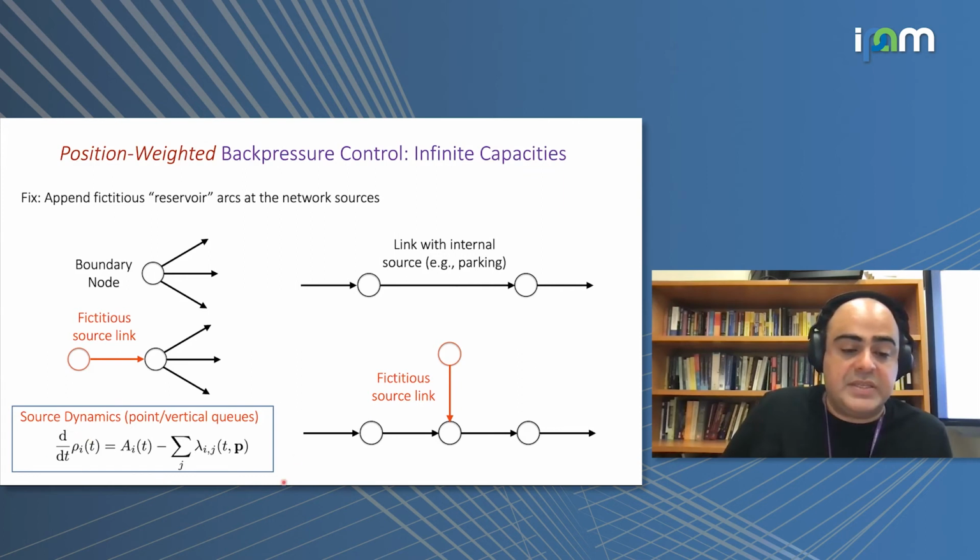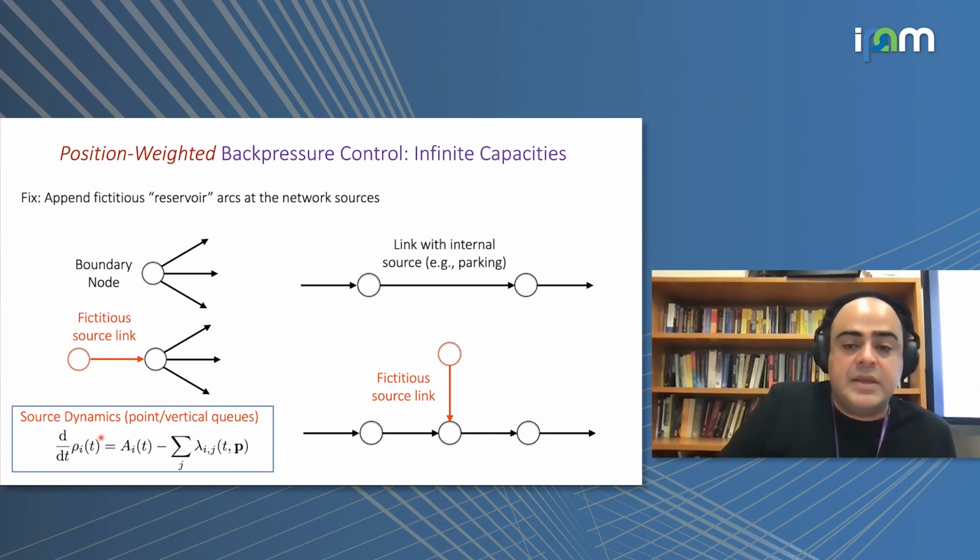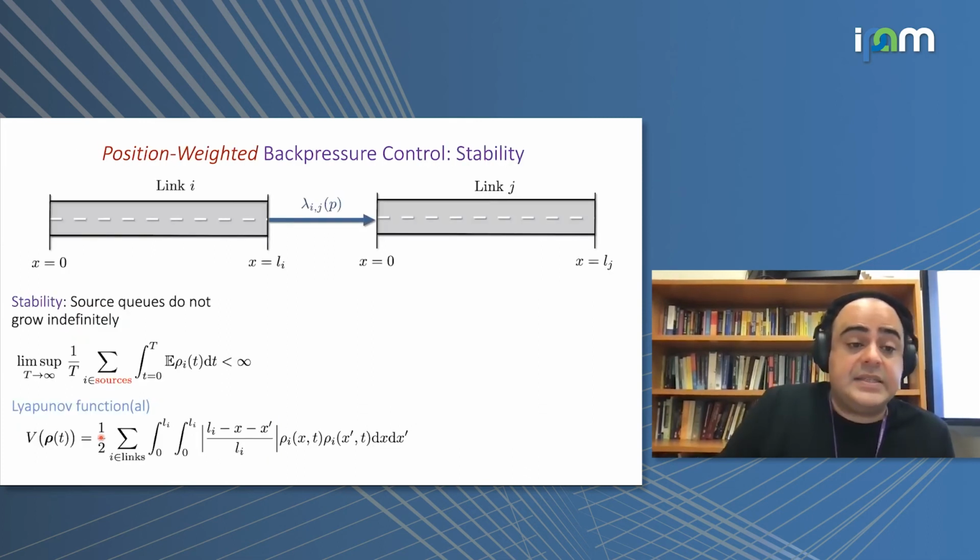So we basically use a point queuing model. I'm switching now to continuous time because I'm using an LWR model for my physical link dynamics. These are the exogenous arrivals, and these are the departures from the link. Because we're not giving these fictitious arcs any spatial extent, I'm just dropping the x from the argument of the rho function. Okay, so that's how we get around the issue with infinite capacities.